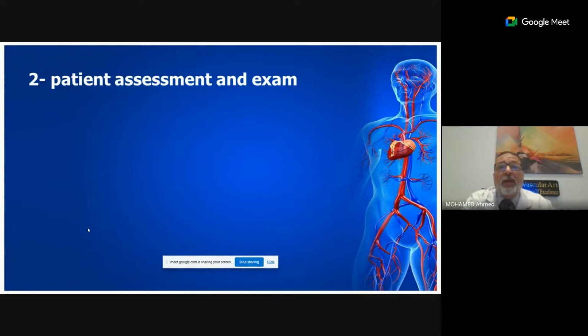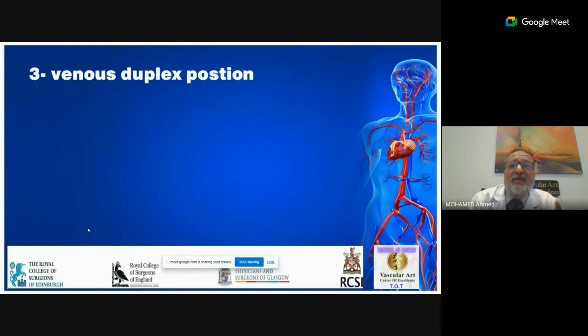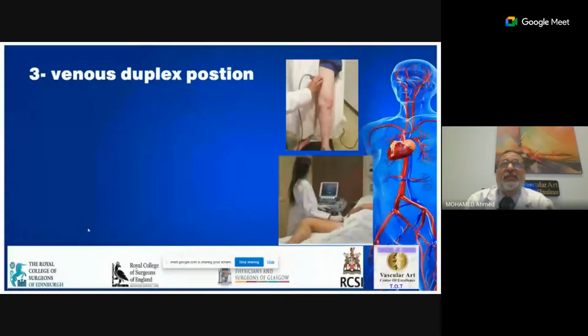So number one, introduce yourself and take history. Number two, you do a quick assessment of the patient. You see if he is having dyspnea, he's having heart failure, he's unable to sit down, and so on. Number three is duplex position. You can do it either standing or sitting. The main idea is to do reverse Trendelenburg to get the veins filled while you are doing the duplex machine.